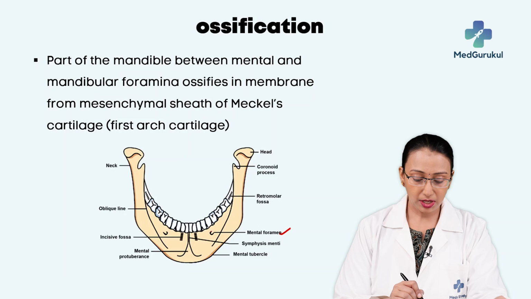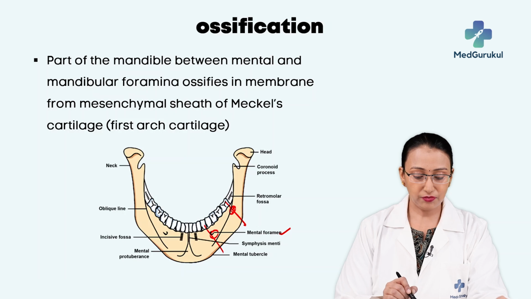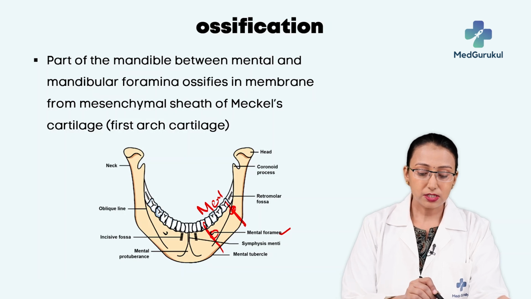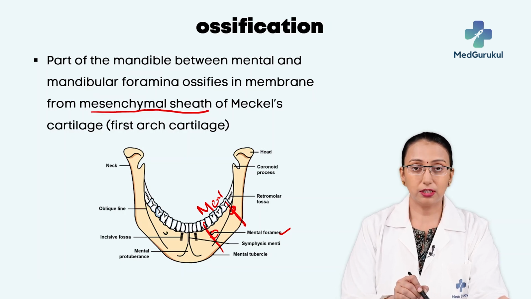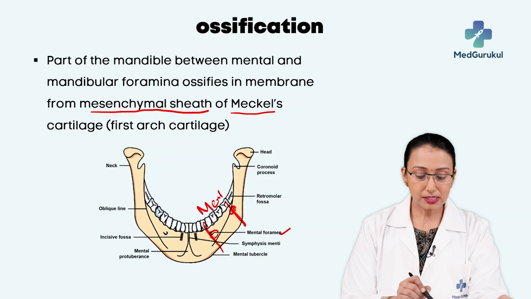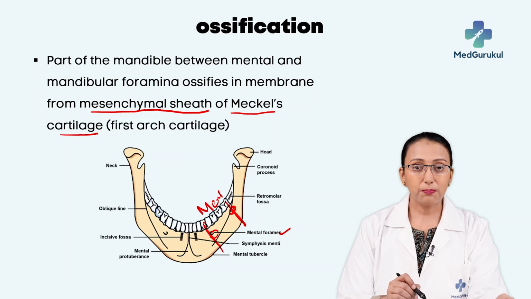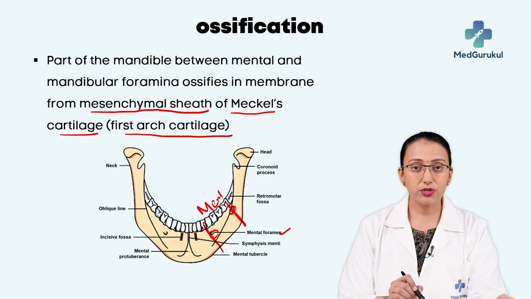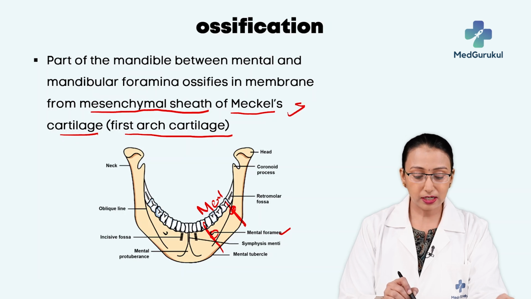The part of the mandible between the mental foramen and the mandibular foramen is ossified within the membrane, by membranous ossification, from the mesenchymal sheath derived from the Meckel's cartilage. We know that the mandible is a skeletal derivative of the first pharyngeal arch, or the first arch cartilage, which is called the Meckel's cartilage.